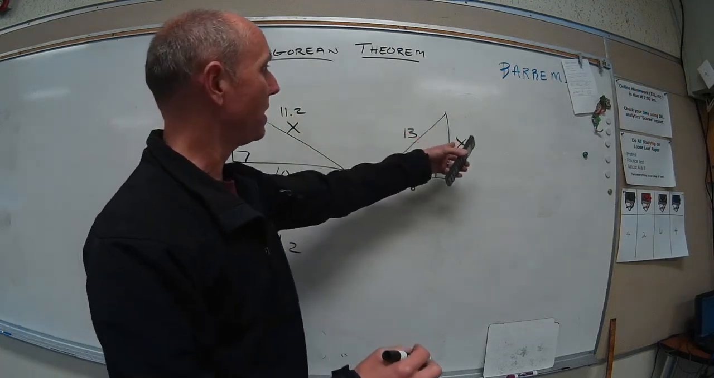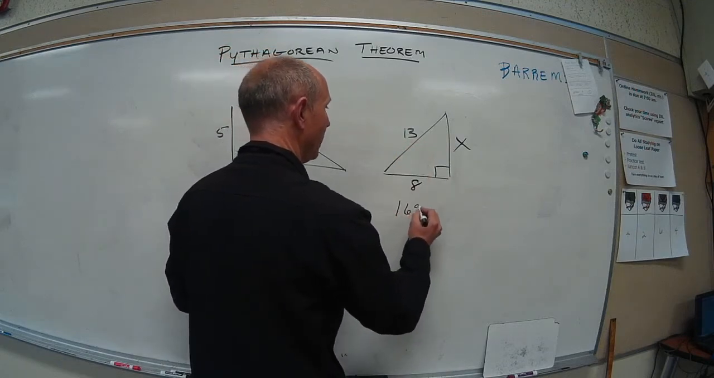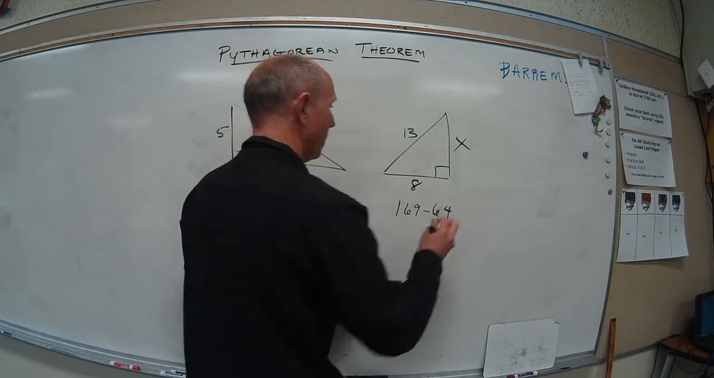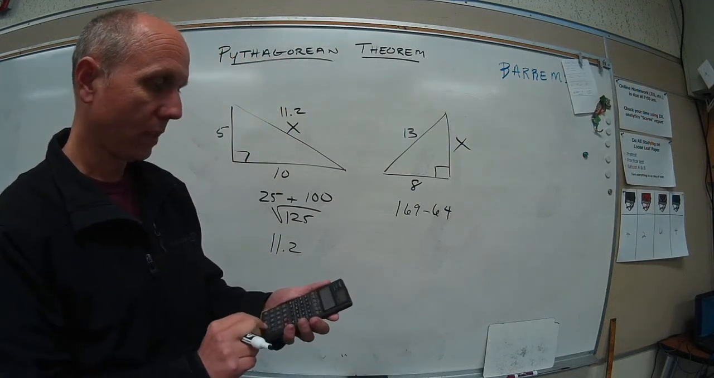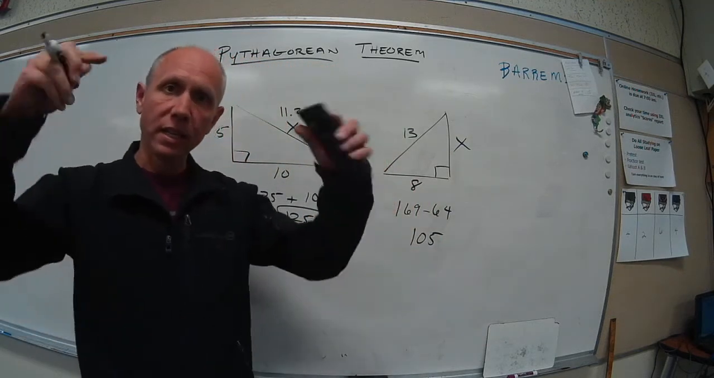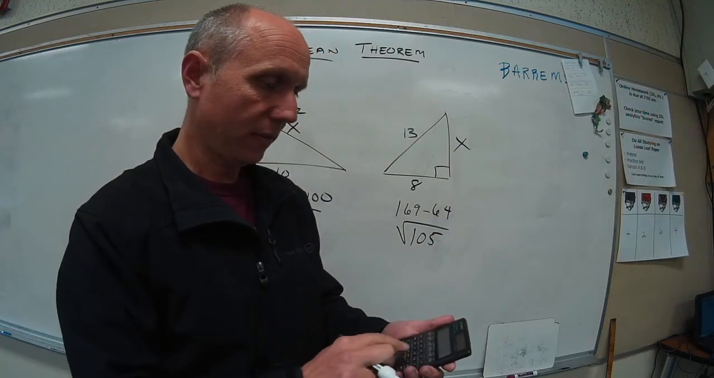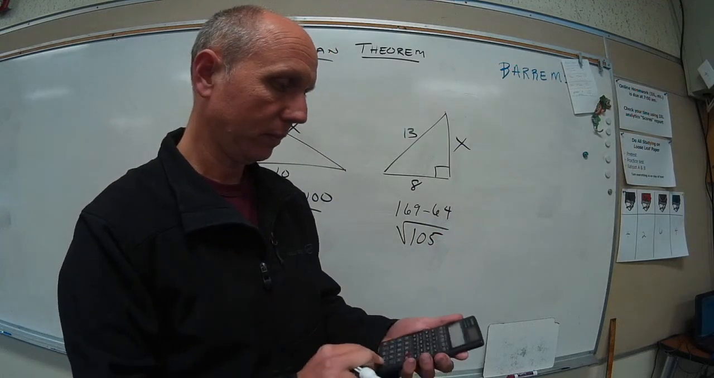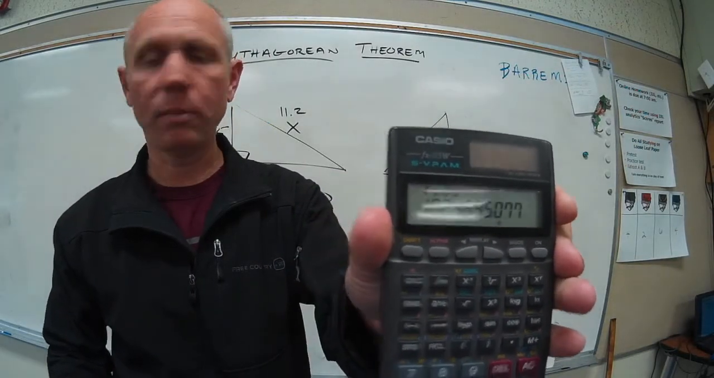Over here, I'm missing a leg, so it's going to be a square, square, subtract. So 13 squared is 169. 8 squared is 64. Subtract those. 169 minus 64 takes me to 105. That's way too big. Take the square root of it to bring it down. Square root of 105. I get 10.24 with a good rounding. I'm going to take it to 10.2.